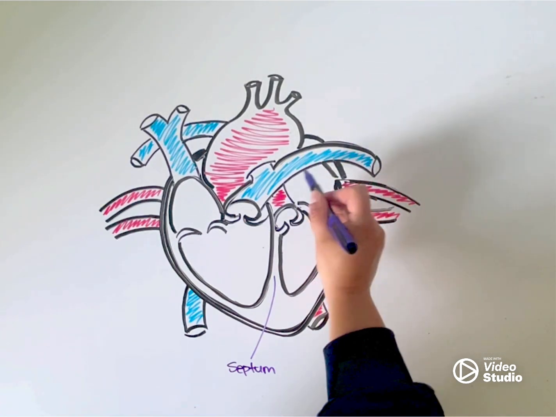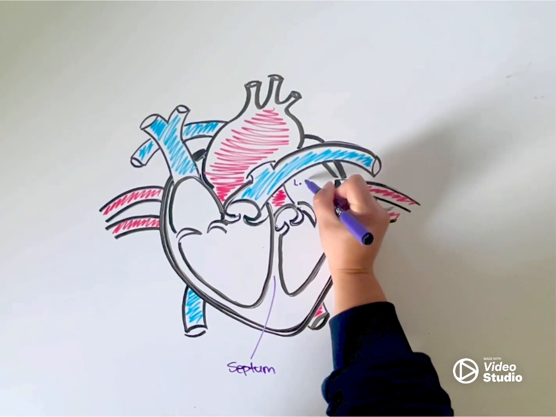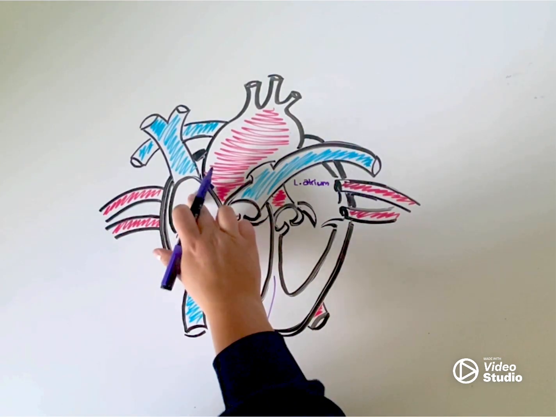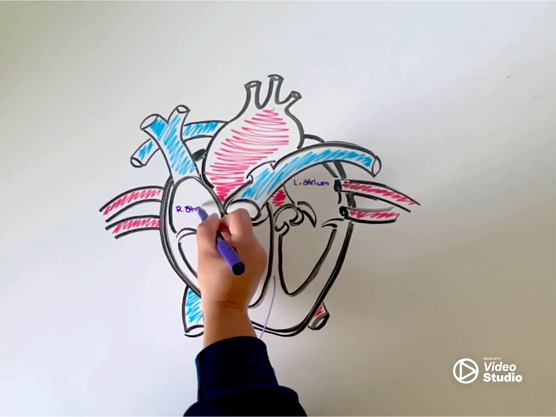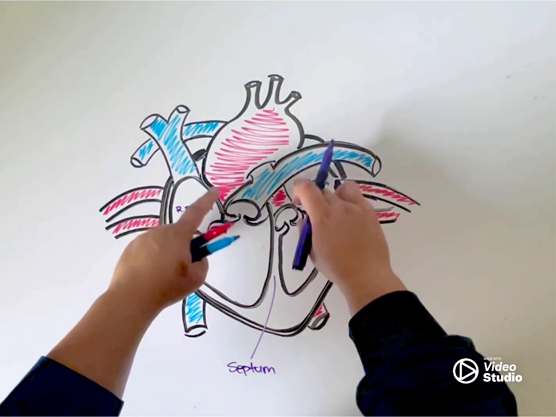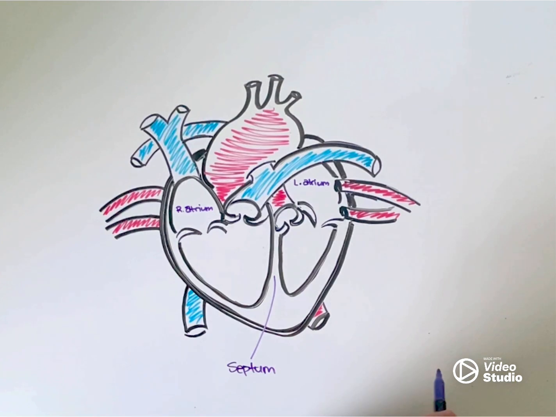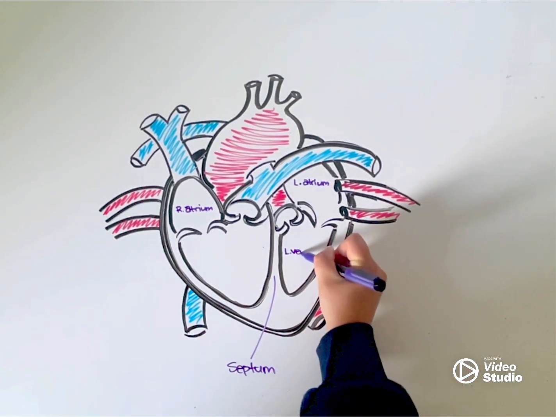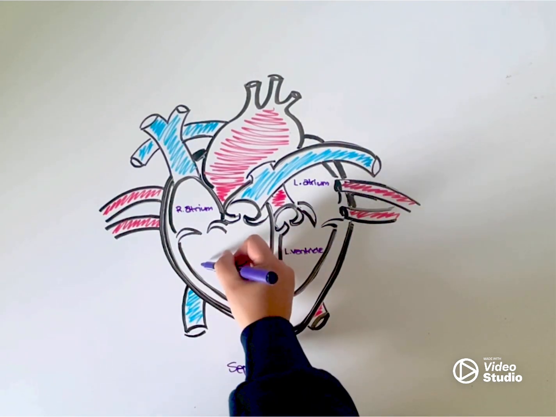So this top chamber is going to be labeled as the left atrium, whereas the top chamber on this side, that is actually the right atrium. So the top chambers are both atria, and as you can see, they're a little bit smaller compared to the chambers down below. These two chambers are both known as ventricles, so that would make this the left ventricle, and this would be the right ventricle then.